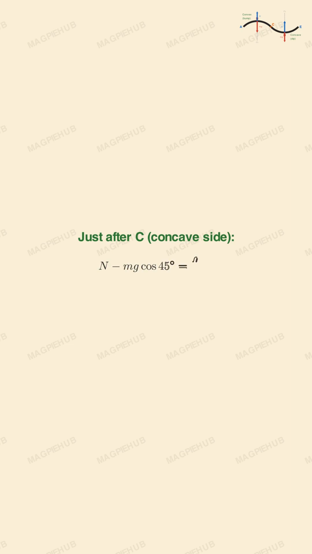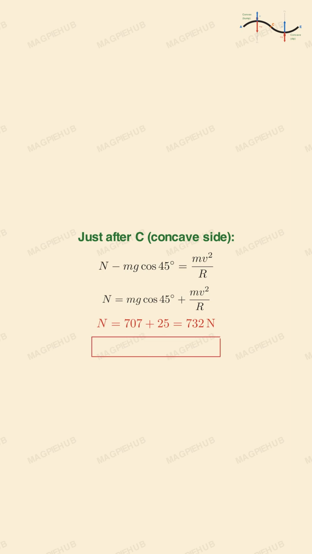Now N minus mg cos 45 provides the centripetal force. So N equals mg cos 45 plus mv squared over r, that is 707 plus 25, equal to 732 newtons. Notice the normal force jumps from 682 to 732 as the cycle crosses C.